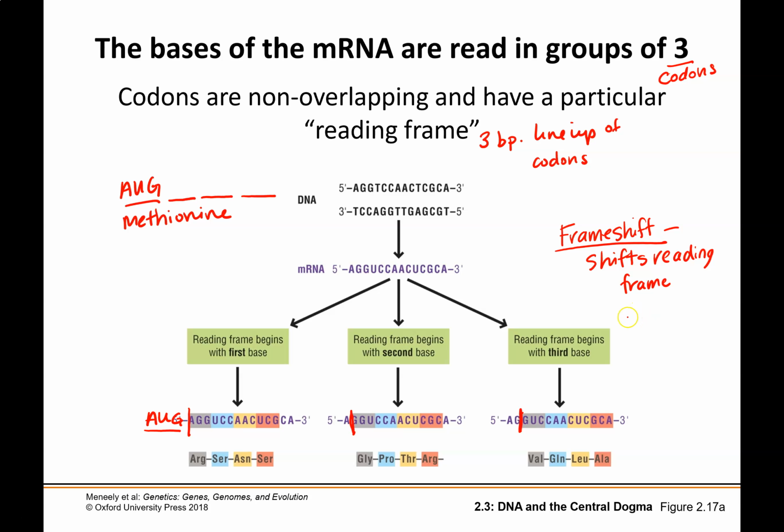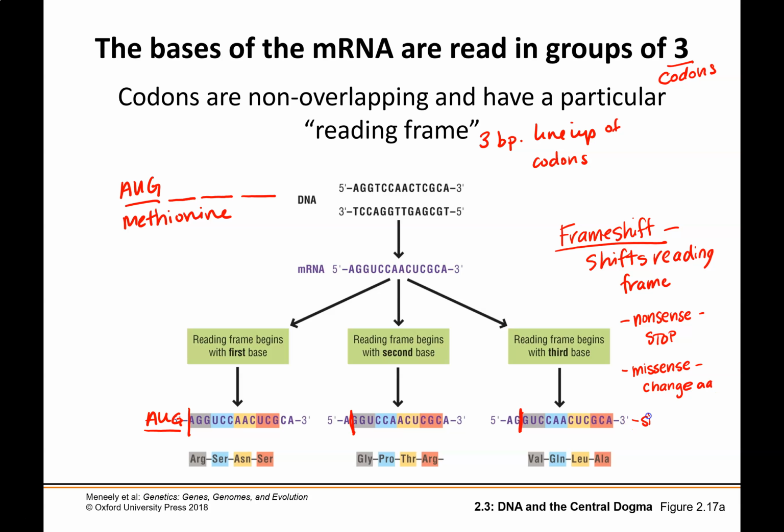Just as a quick review, we talked about some others. We talked about nonsense way back in chapter 2. That's where you introduce a stop codon. We talked about missense, which is where you change the amino acid.